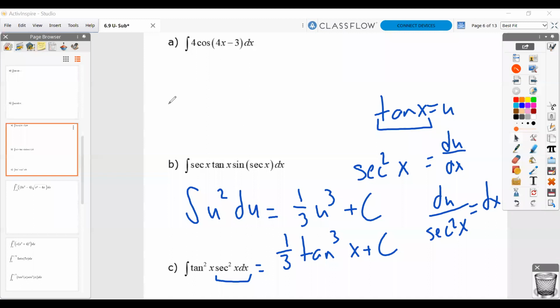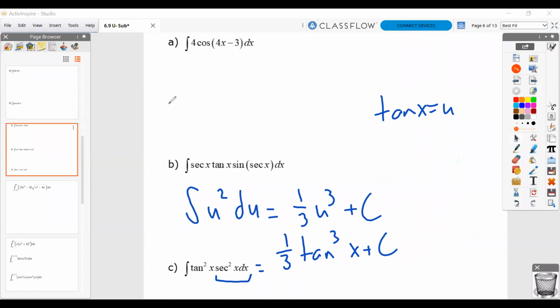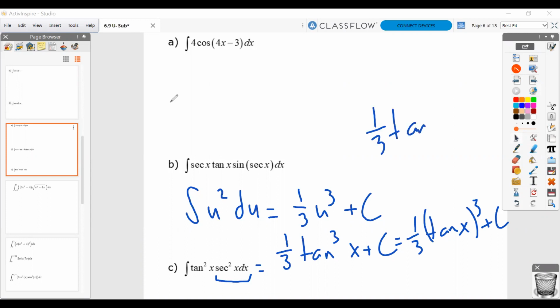Remember to make sure that you're applying that cube to the tangent. You could technically, though it's not as proper form, write it with 1/3 and then tangent of x, that whole thing cubed plus c, but make sure you're not doing this. This would be illegal: 1/3 tangent x cubed plus c. Now that looks like the cube is applying to the x. That is no good.